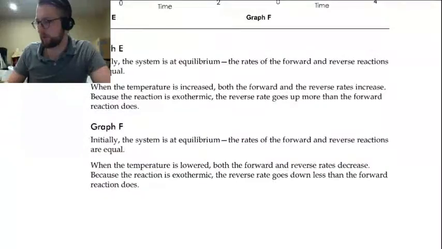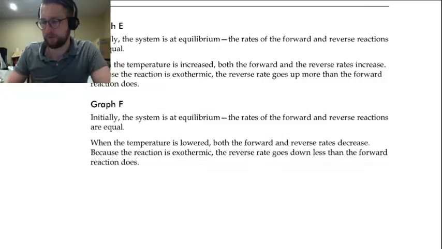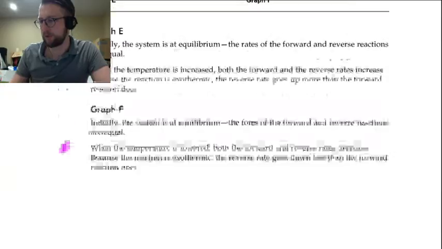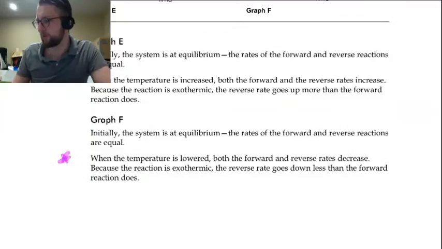Okay. Initially, the system is at equilibrium. The rates of forward and reverse reactions are equal. When the temperature is lowered, both the forward and the reverse rates decrease. Because the reaction is exothermic, the reverse rate goes down less than the forward reaction does. I'm going to think about that one. I'm going to put a little question mark here. Because when the temperature is increased, both the forward and reverse rates increase because the reaction is exothermic. The reverse rate goes up more than the forward reaction does.